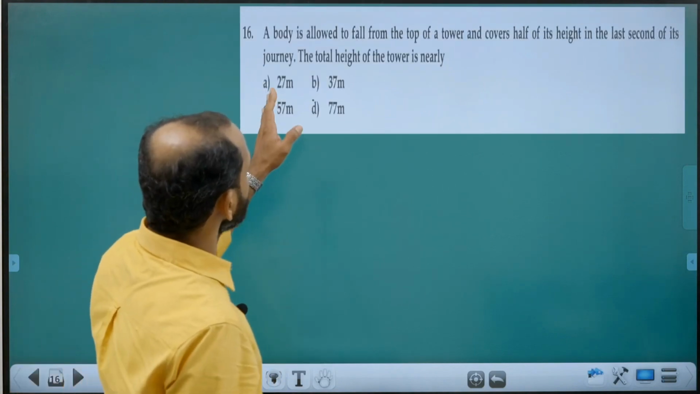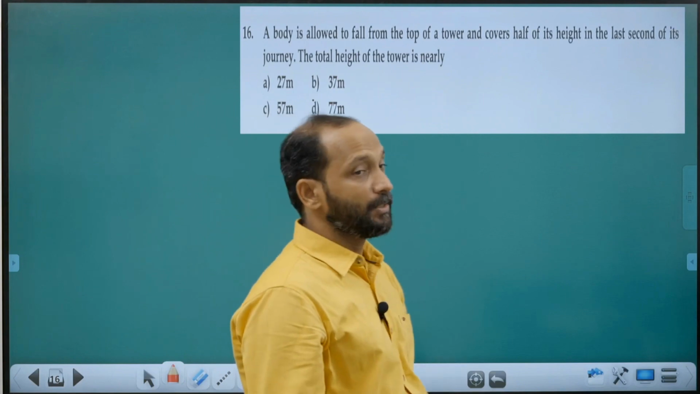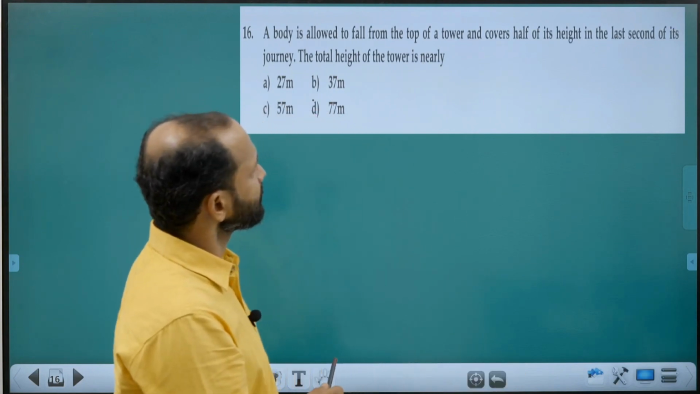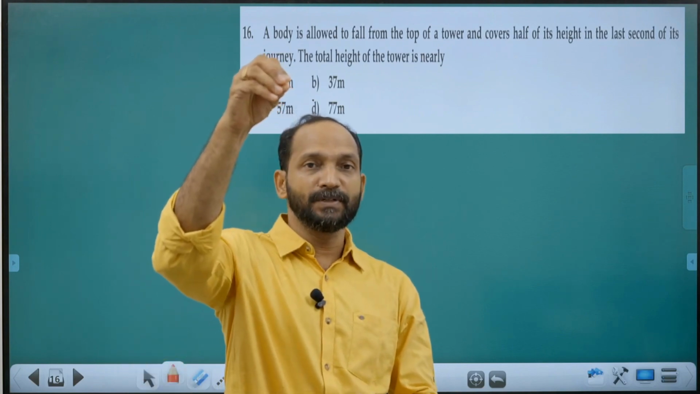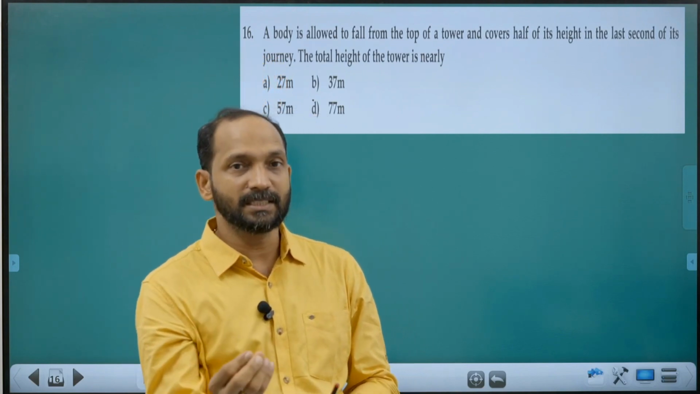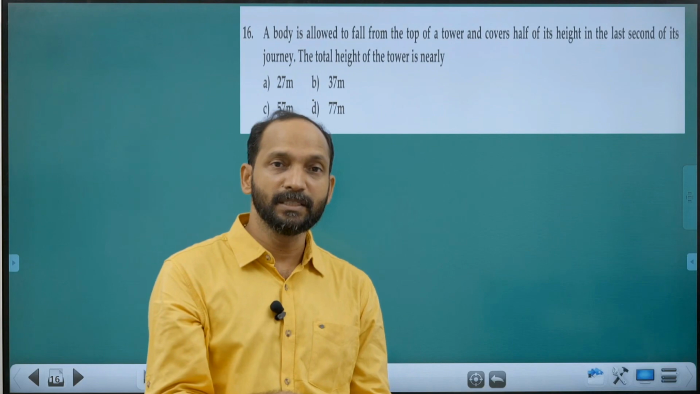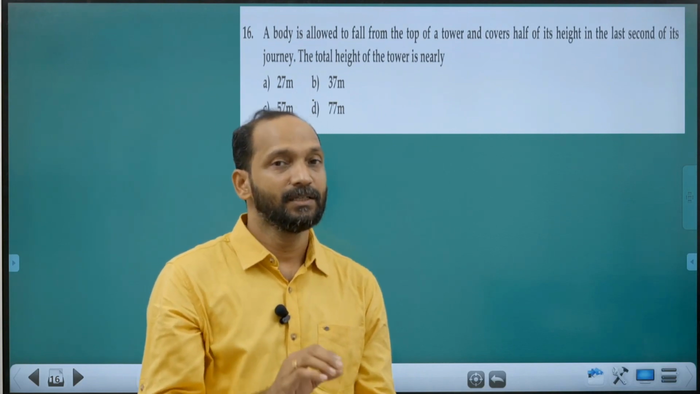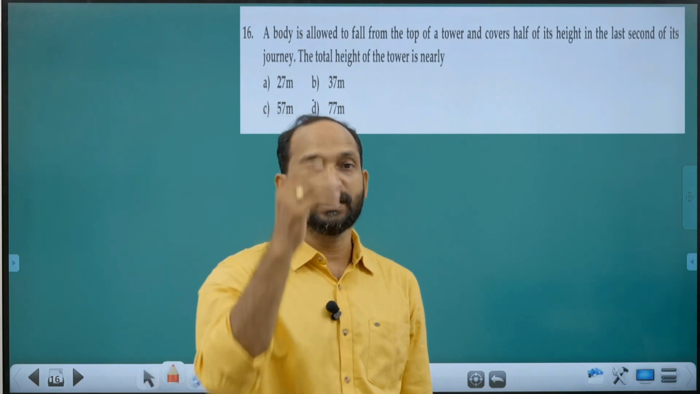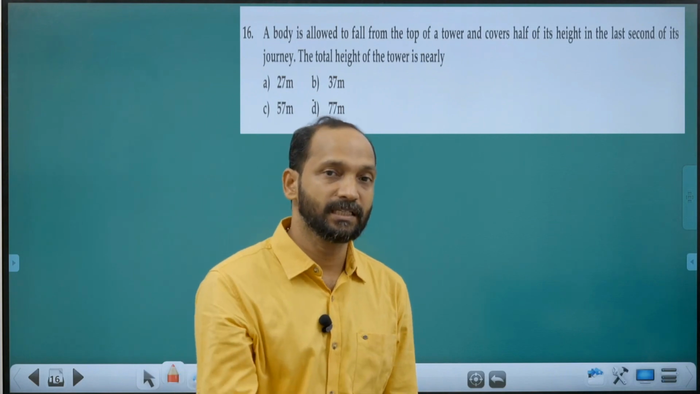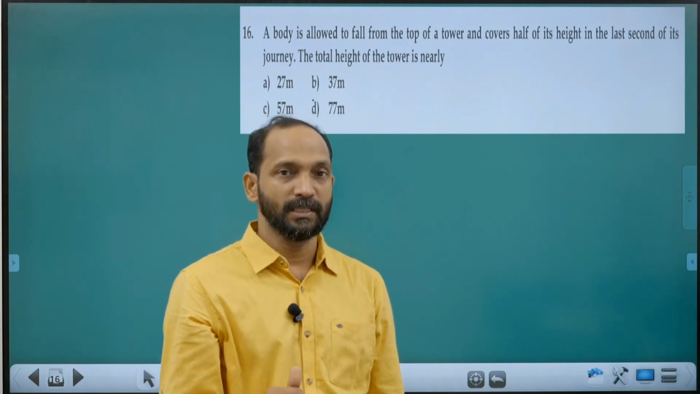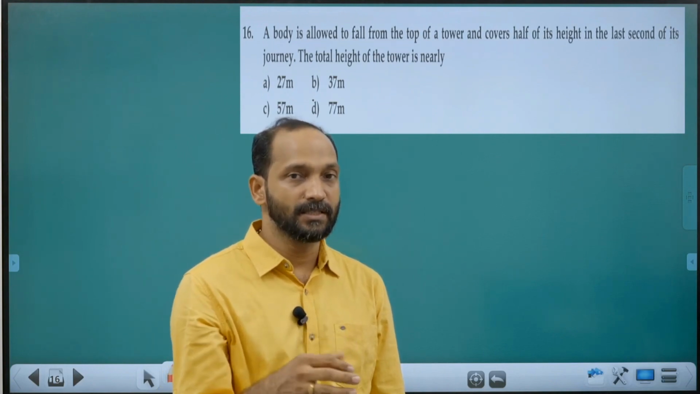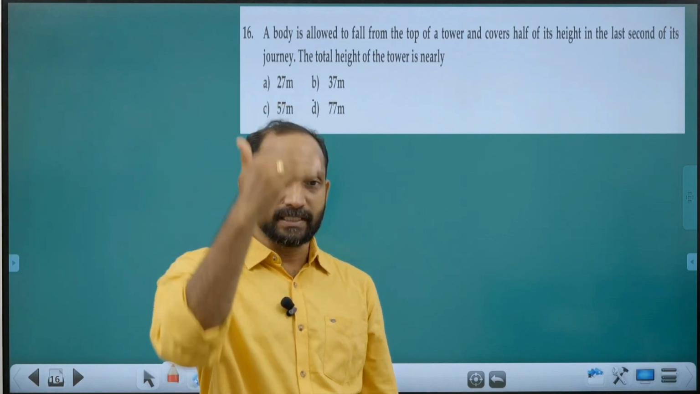16. A body allowed to fall from the top of a tower covers half of its height in the last second of its journey. When a ball is dropped from the top of a tower and covers some distance in the last second of the journey, that second is the last second of the entire journey. Suppose it is the 10th second, it takes 10 seconds to fall down. If the last second of the journey is the 7th second, then it takes 7 seconds to fall down.